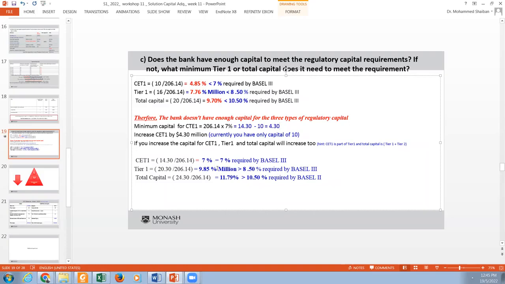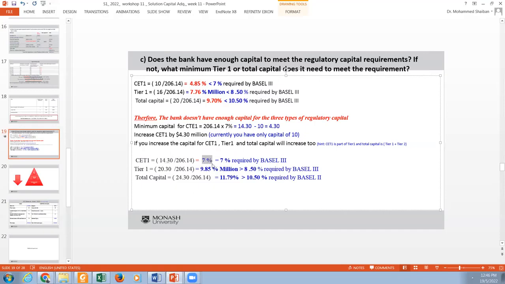This 4.30 should be added to the total capital and to tier 1, because all of them will increase by the same number. So in this case, as you can see, this is becoming 14.30. This becoming 20.30. It was 16 before, if you remember. And this was 20. Now it becomes 24. This was 16. So actually I increase this one, this one, this one, and I test again.